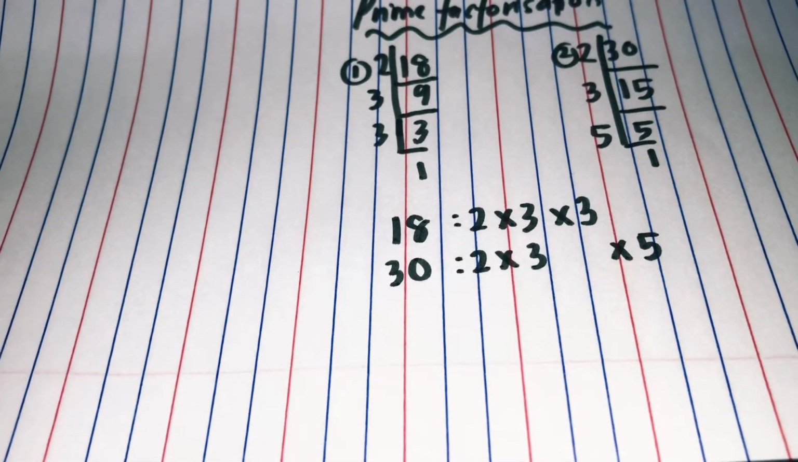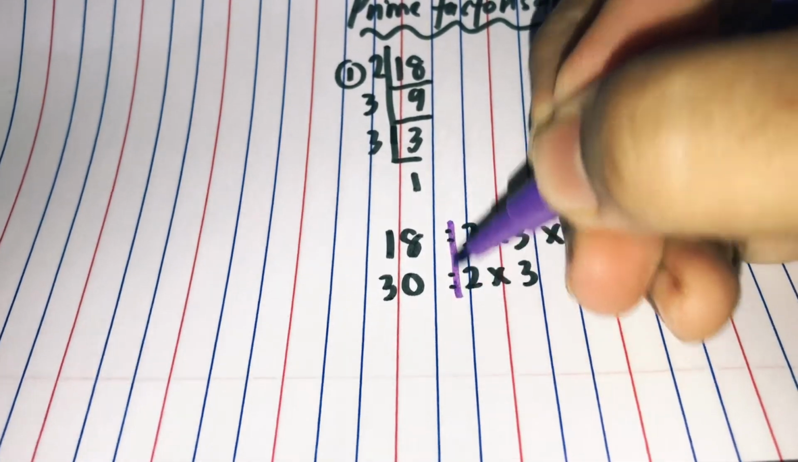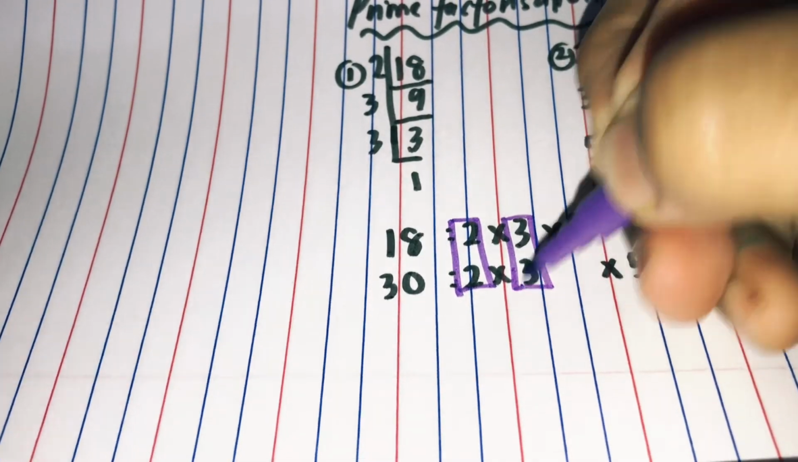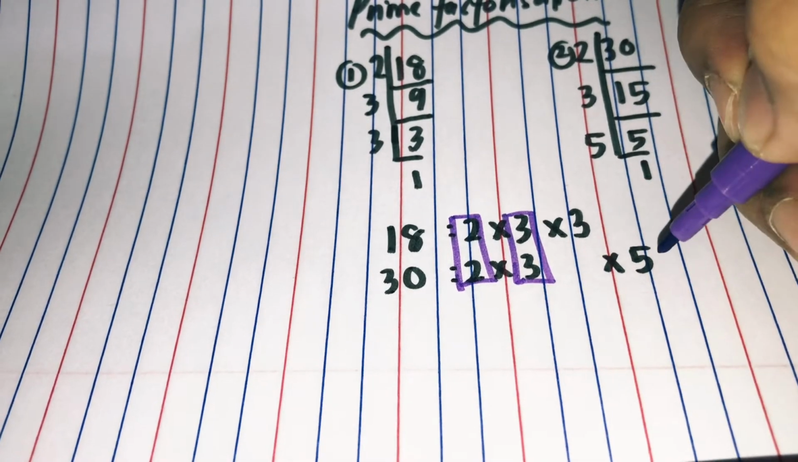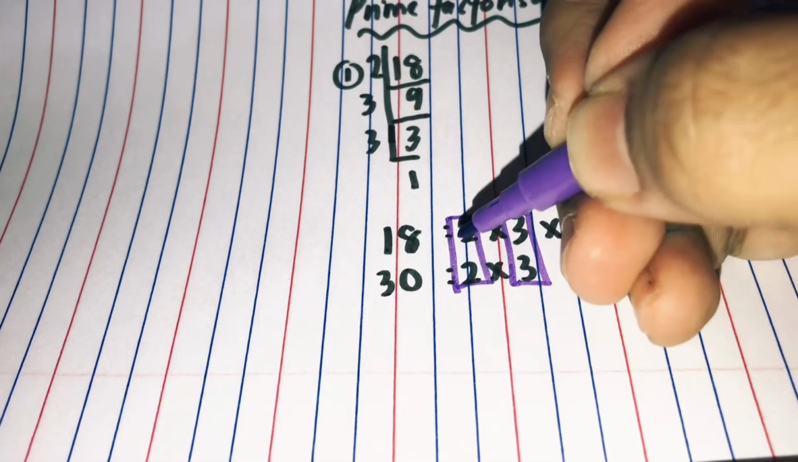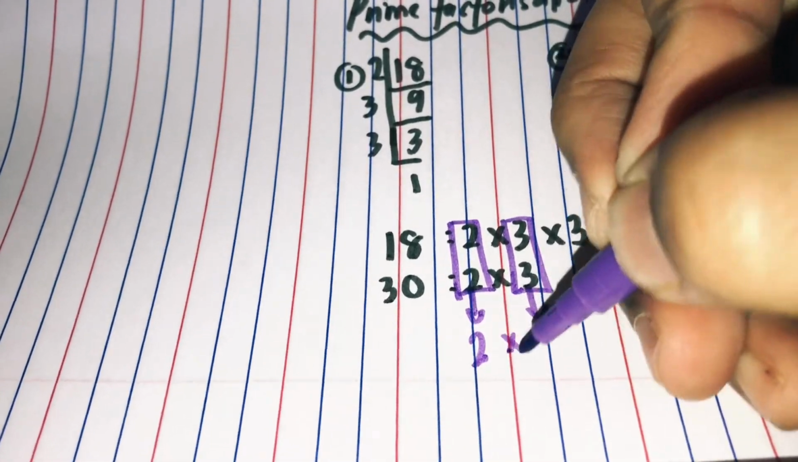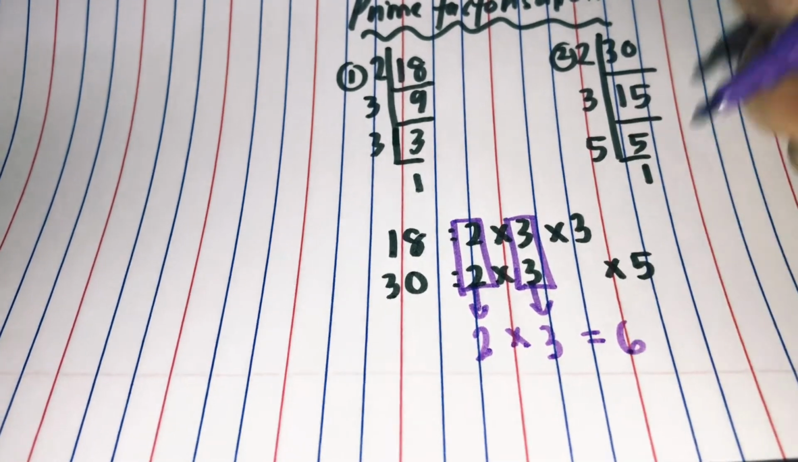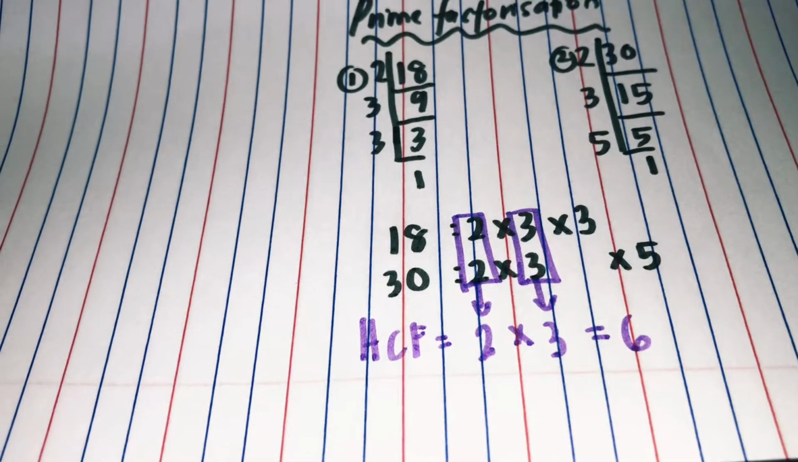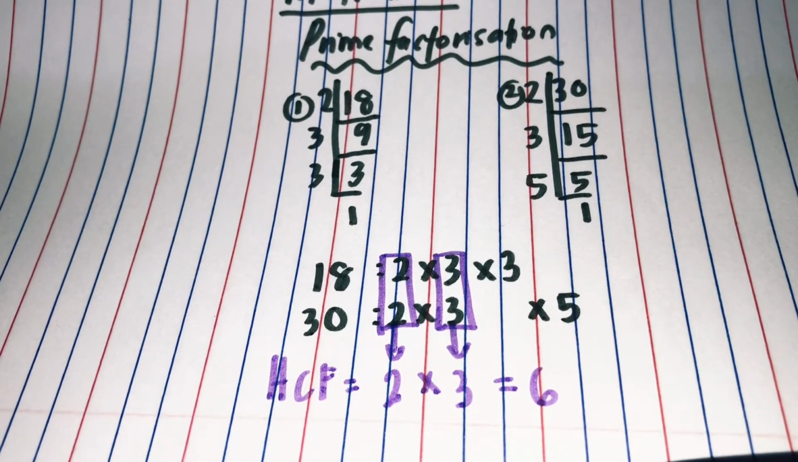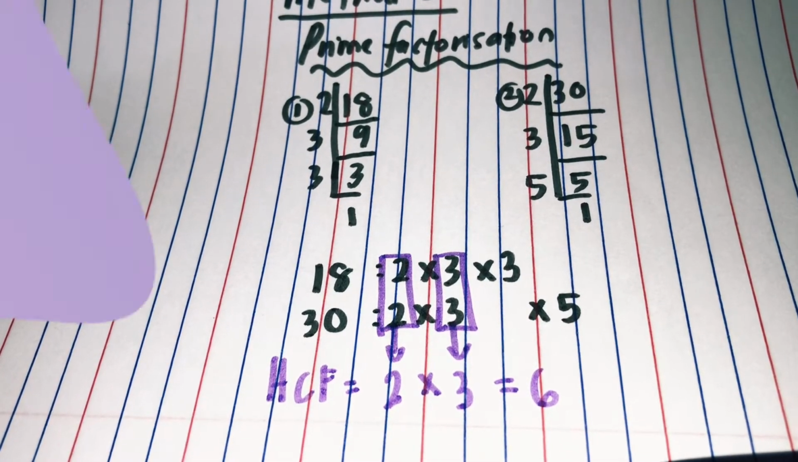Now after you write this, you find which ones are the same. 2 and 3 only. This one is not the same, right? Just one value only here, here also one value. So you write 2 here times 3. So 6. So HCF equals 6. This method we call the prime factorization method, method 3, to find the highest common factor.